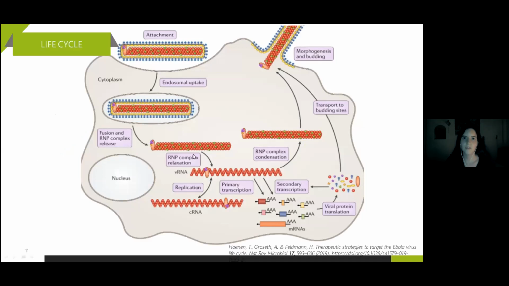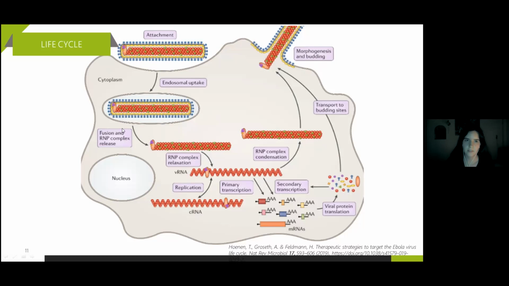Now I'm going to talk a bit about the viral life cycle, just in brief. We have the attachment of the virion to the cell surface, and this is done through the attachment of the glycoprotein on the surface of the virion with various host factors that can be, for example, lectins. And after the attachment, we have the endosomal uptake of the virion. And in order for the nucleocapsid to be released into the cytosol, there has to be a fusion between the viral membrane and the cellular membrane of the endosome.